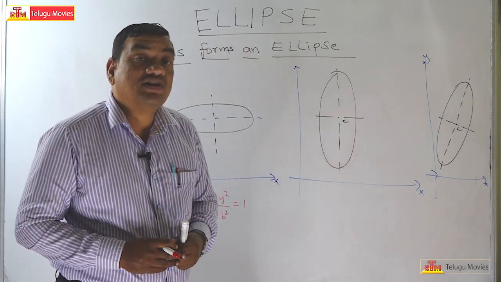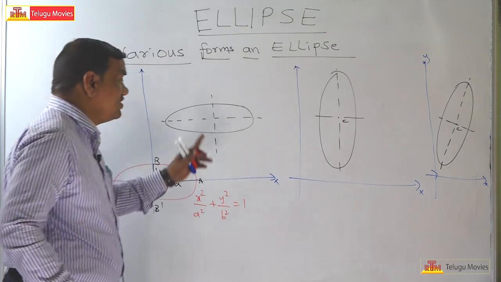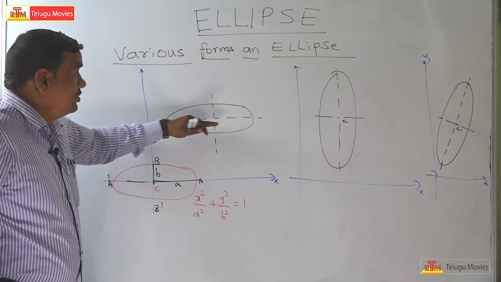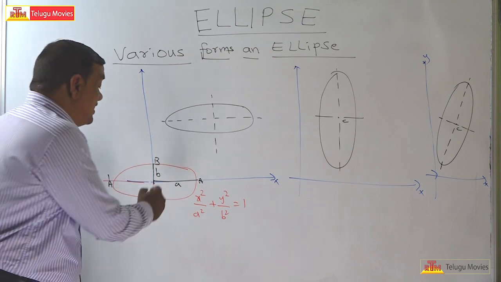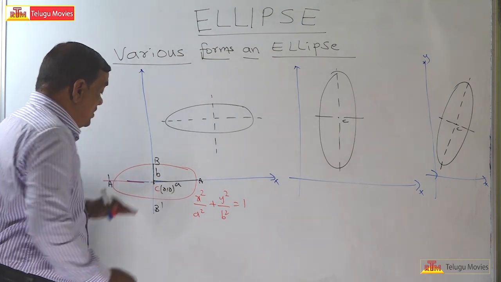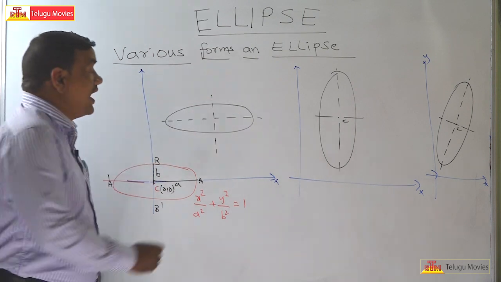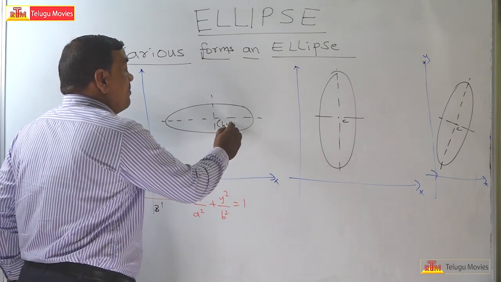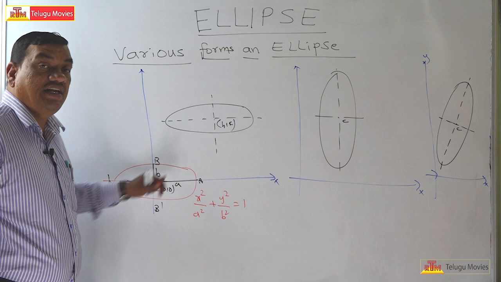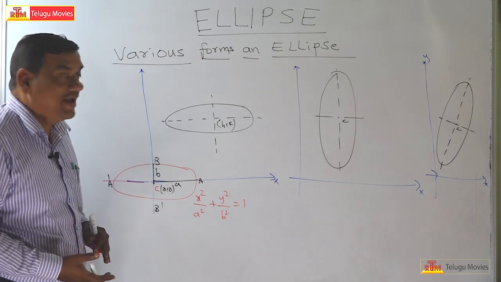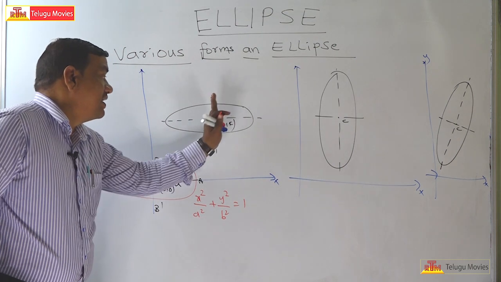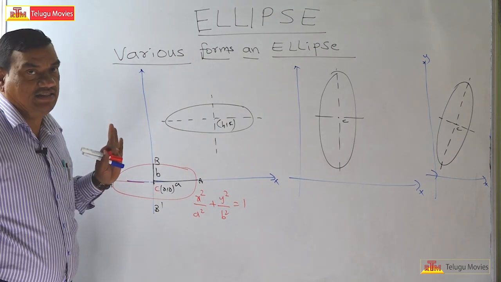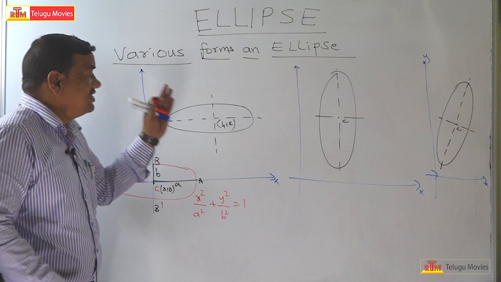What are their equations? First observe the first case. This is also an ellipse. Here the center, instead of 0 comma 0, is shifted to another point, that is h comma k. The same case: the major axis is parallel to the x-axis, the minor axis is parallel to the y-axis. Now what is its equation?